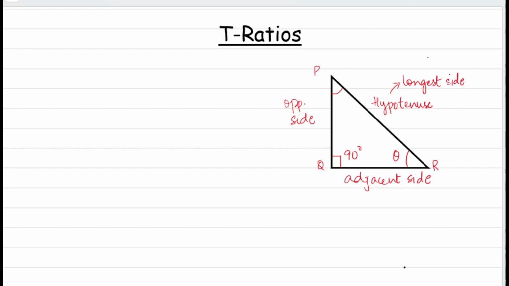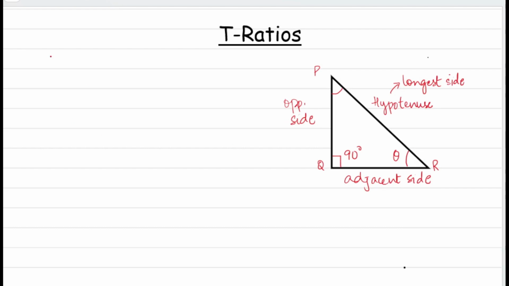Okay, before I move to the actual questions, I want to review a little bit of trigonometric ratios. This is my right angle triangle PQR with angle Q as 90 degrees. Angle R is theta. And with respect to this angle theta, this PQ, the side across from angle theta, is called the opposite side. And the side that touches the angle theta is called the adjacent side. And of course, the side opposite to the 90-degree angle is called the hypotenuse, which is the longest side of any right angle triangle.